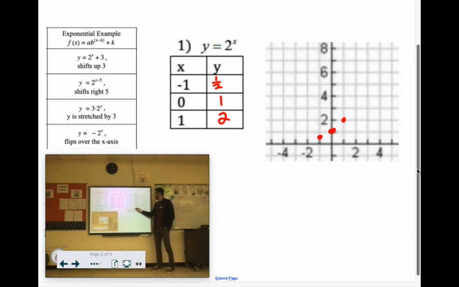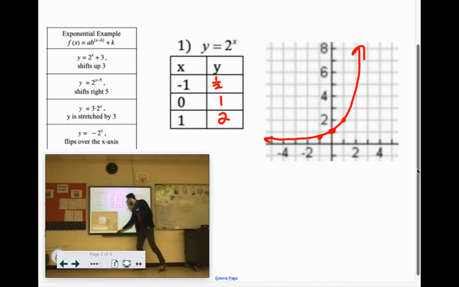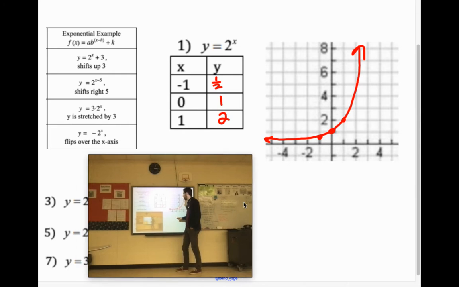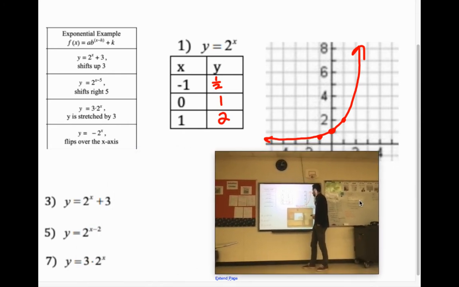So this would be our graph. That was kind of a garbage left line there. But it will swoop and the asymptote will be at 0. So let's see some of the other equations we have.